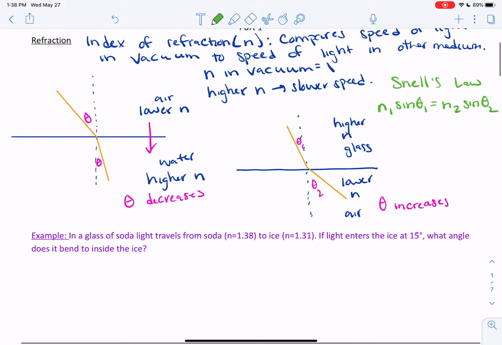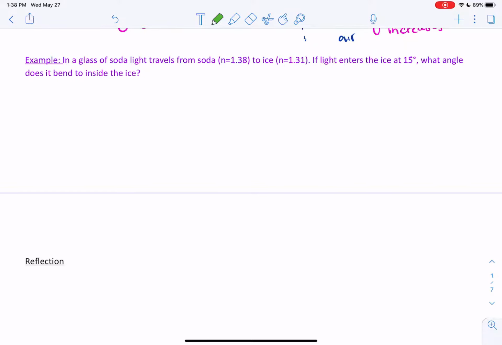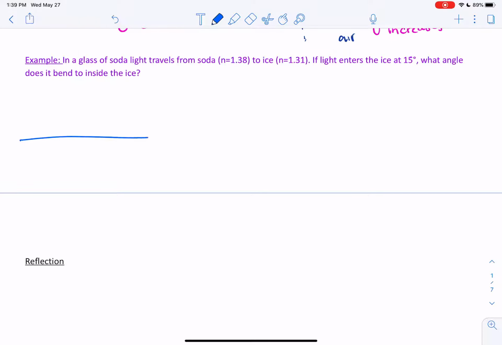So let's do an example of that. So here we have an example. In a glass of soda, light travels from soda to ice. The light enters the ice at 15 degrees. What angle does it bend inside the ice? So let's try and draw this.